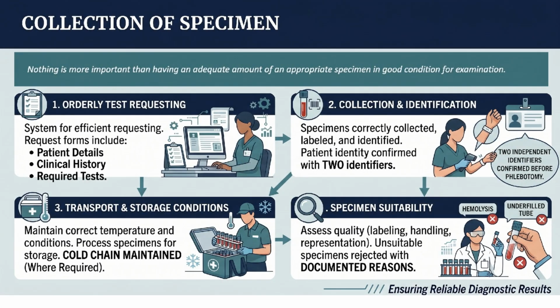Good laboratory results begin with good specimens. The correct test must be requested, and the correct patient must be identified. The specimen must be collected, labeled, transported, and stored properly. If the specimen is hemolyzed, lipemic, insufficient, wrongly labeled, or poorly stored, the result may not be reliable. So specimen quality is an important part of QA.